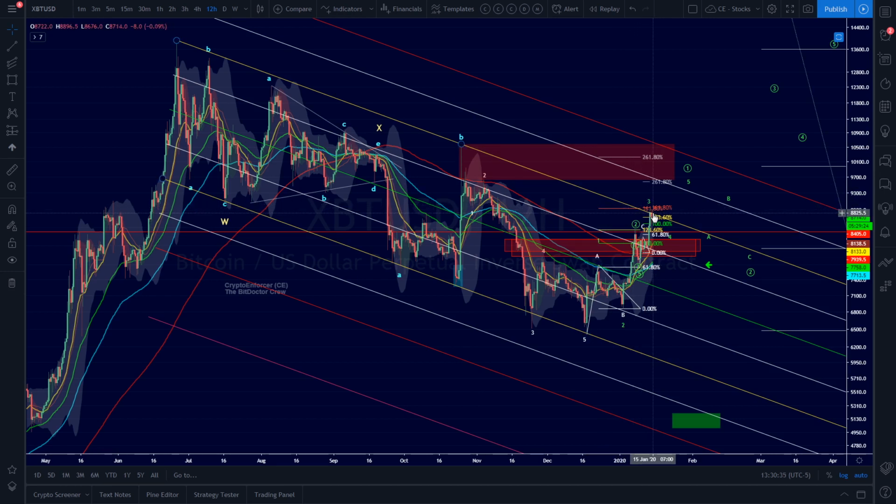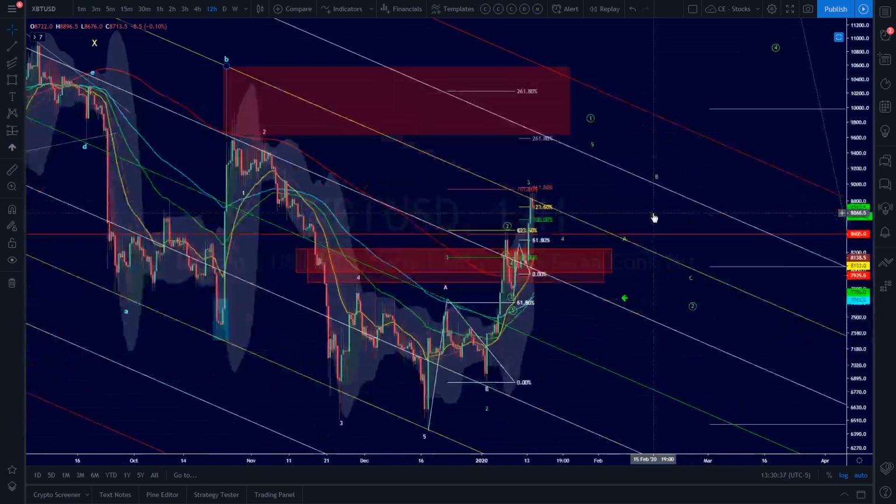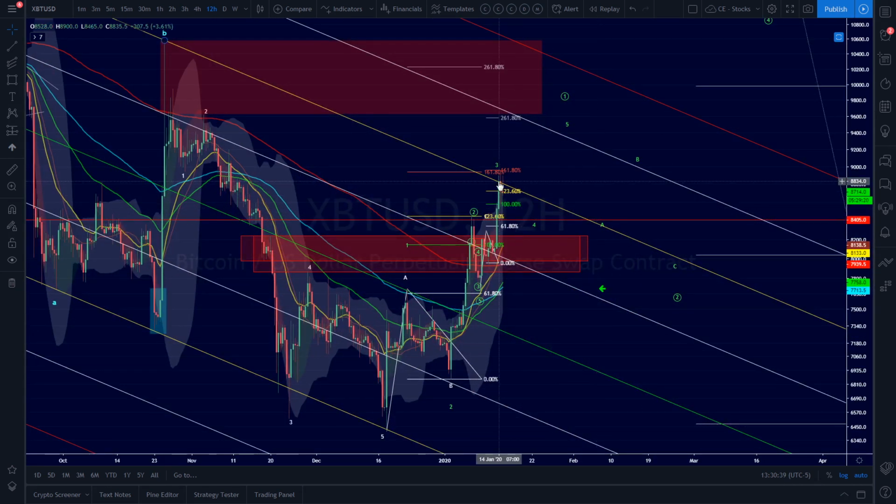So this is what's going to happen. We are either going to push through this level here, which is at 8,800. And if we push above 8,800, it is very possible that we go up here to this white area, which is going to be right around 9,500. Very possible that that is a target that we should be keeping an eye on. As far as the geometry goes, I think it makes sense for us to come up here to this range.